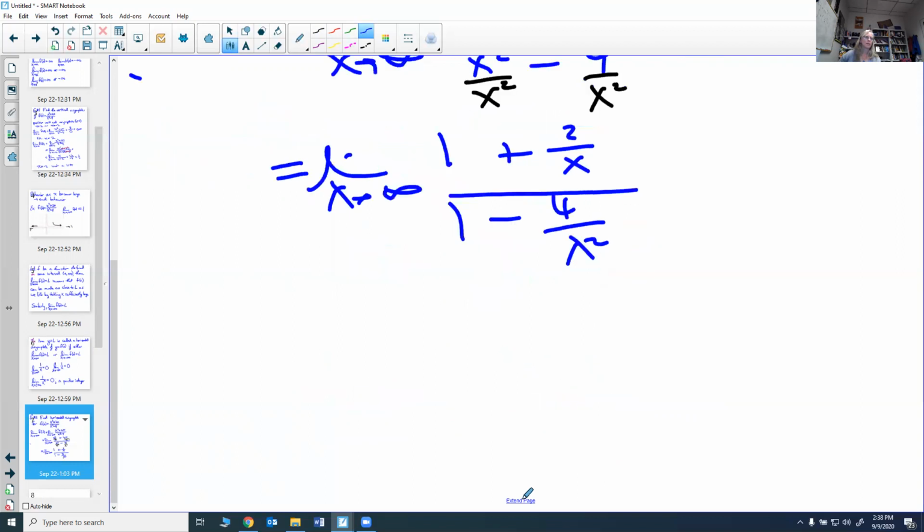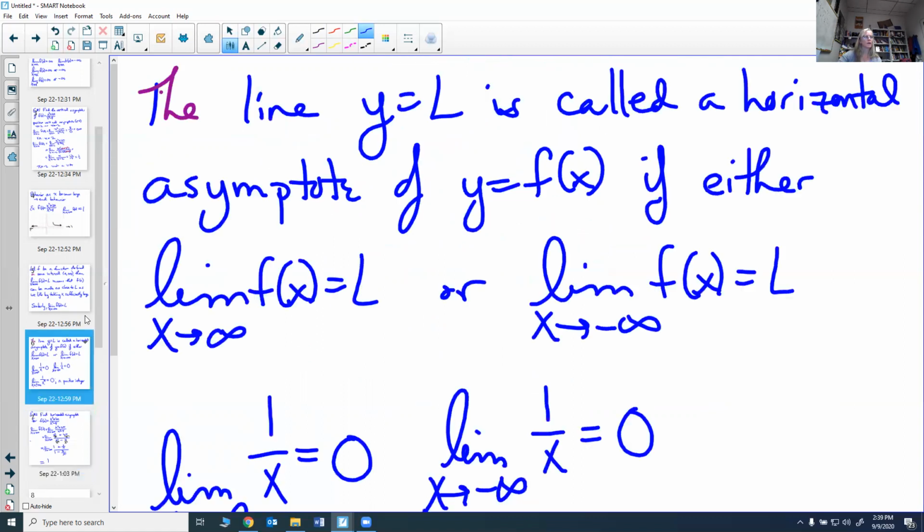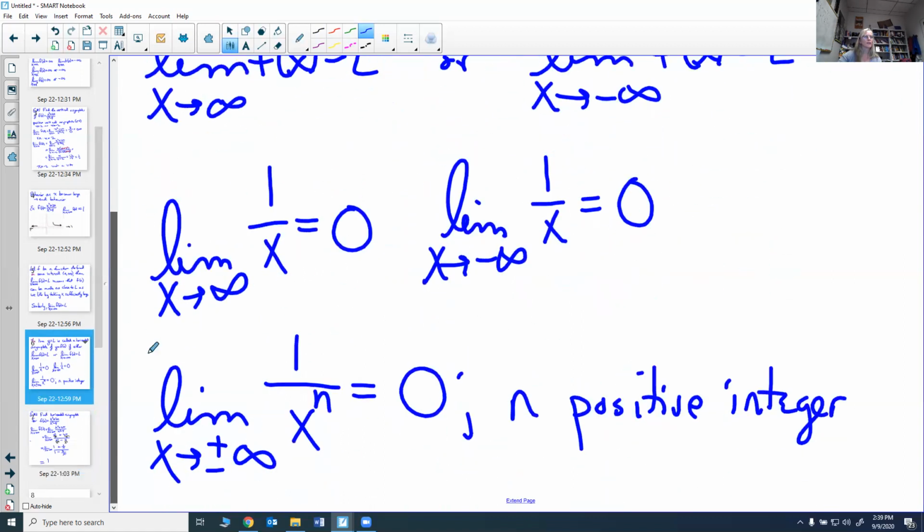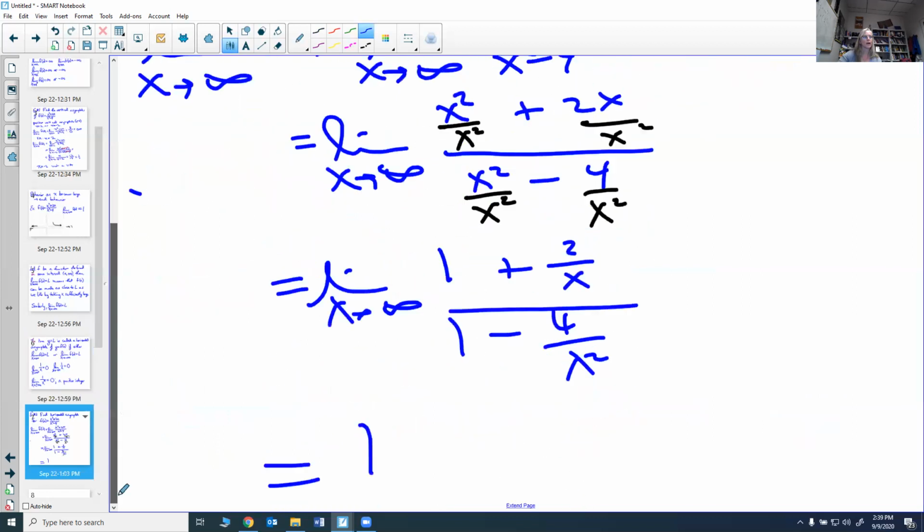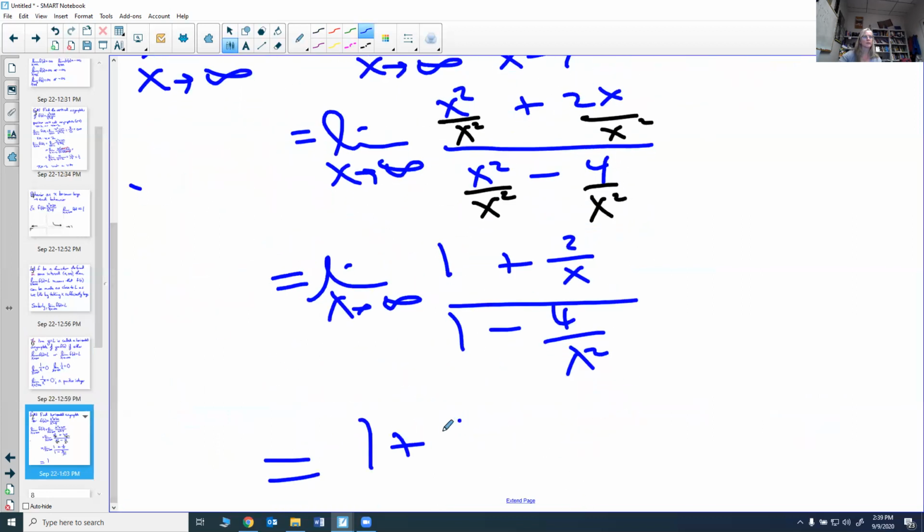So using limit laws again, the limit of a constant is always itself. It doesn't matter what limit we're heading towards, the limit of 1 will be 1. The limit of 2 over x as x goes to infinity, again we're using the limit laws, so we can divide these up into limits of each individual piece. This property right here just told us that the limit of 2 over x is 0 as x goes to infinity. So that means that this is plus 0.